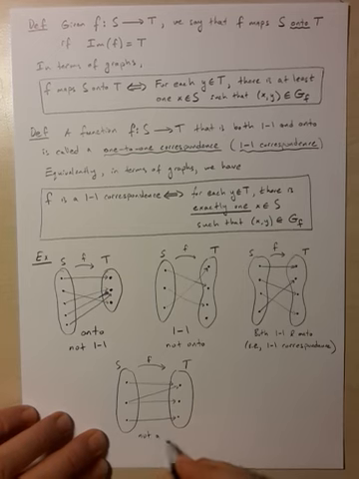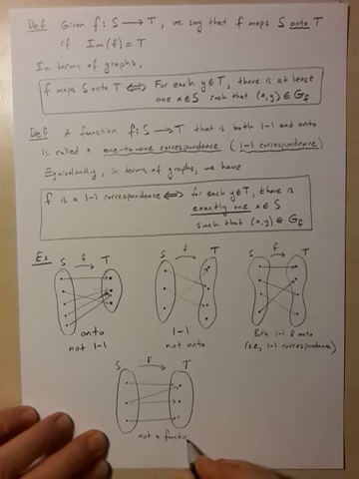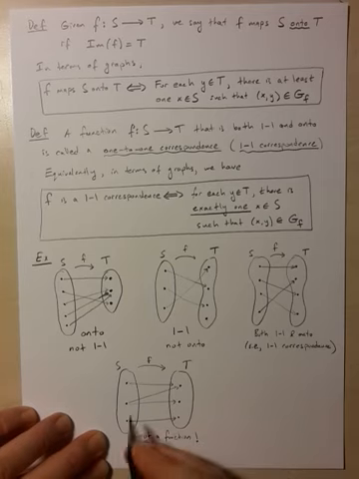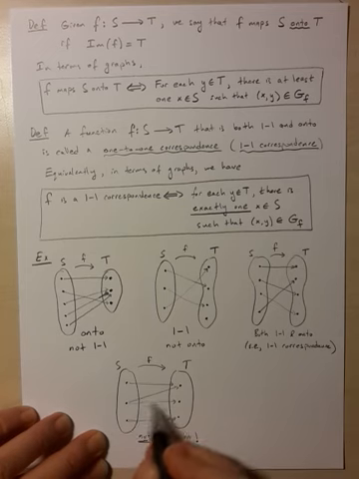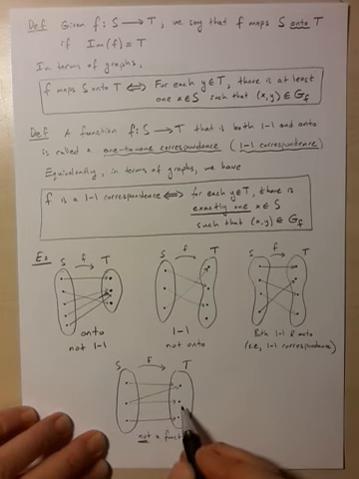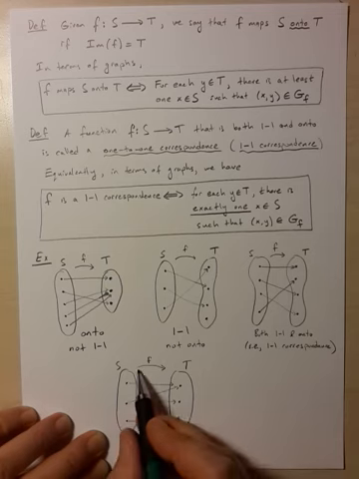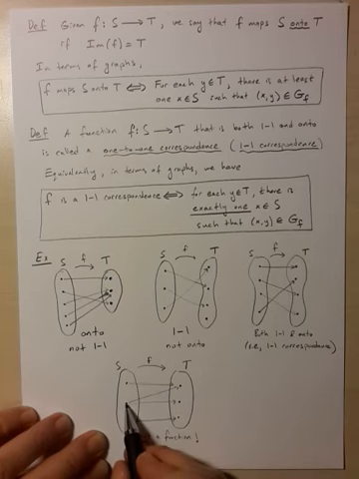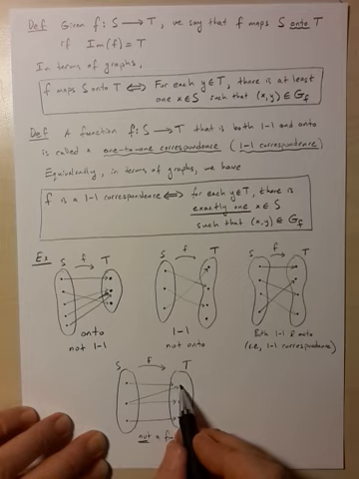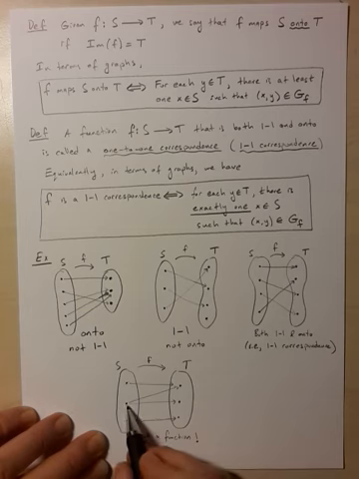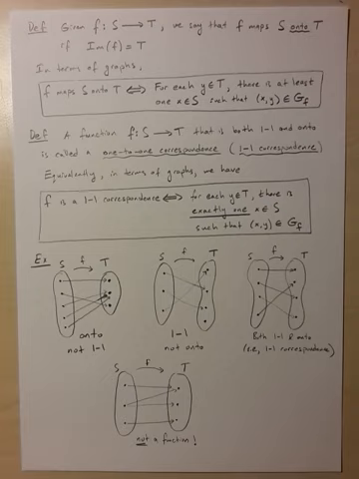Not a function. Why? Not a function, because look at this element. To this element, we assign two distinct elements of T, right? Okay, so this mapping f sends this element to that element of T, but also to the other element of T, this element of T. Therefore, this assignment is not unique. Therefore, this cannot be a function. Okay, so these are some discrete examples.